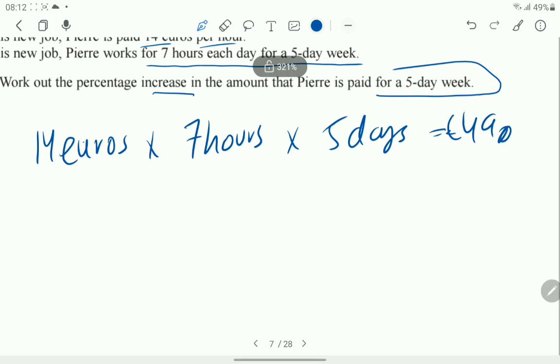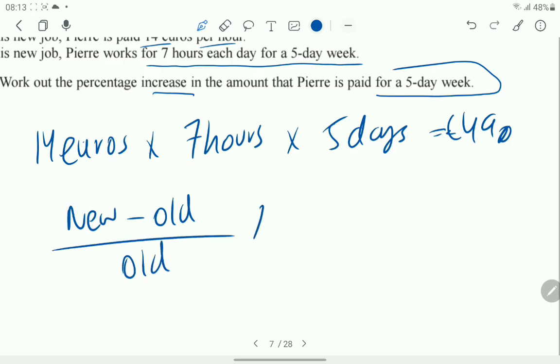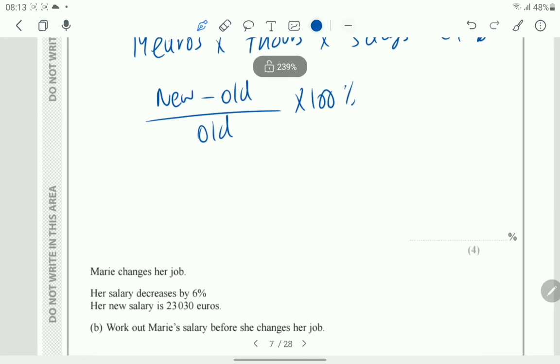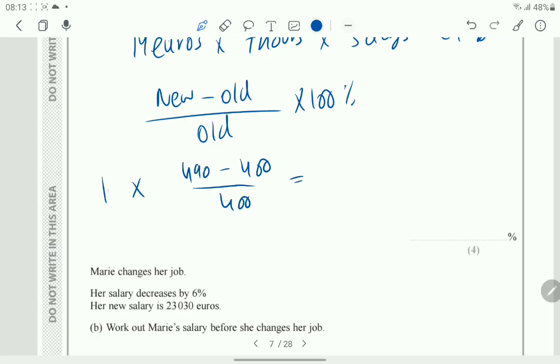We get 490 euros. Now his new pay is 490 and his old pay was 400, and this is how we calculate the percentage increase. So it's 490 minus 400 over 400 times 100 equals 22.5%. So this is your final answer. The answer space already had a percentage sign, so you just have to write 22.5.